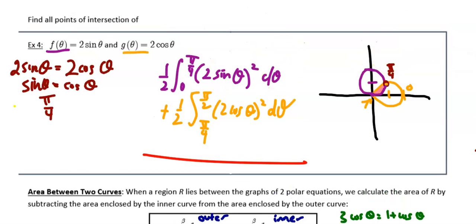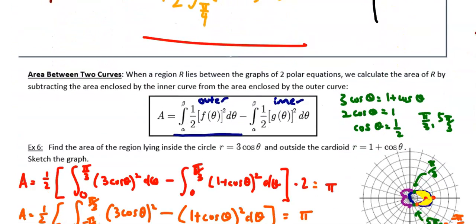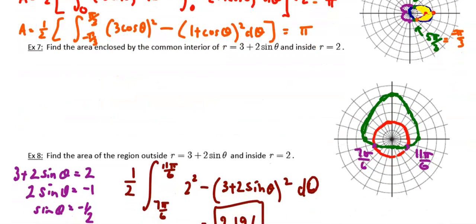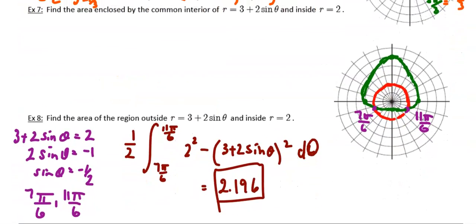All right, so let's go ahead and do another problem that was very similar to this one. And actually, it's a continuation on the problem that we did in the previous video. So in example number 8, we said find the area of the region outside of r equals 3 plus 2 sine of theta and inside r equals 2. And so we found the region that was right here. We found the intersection points.